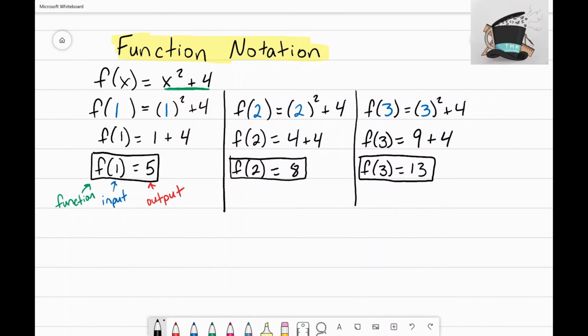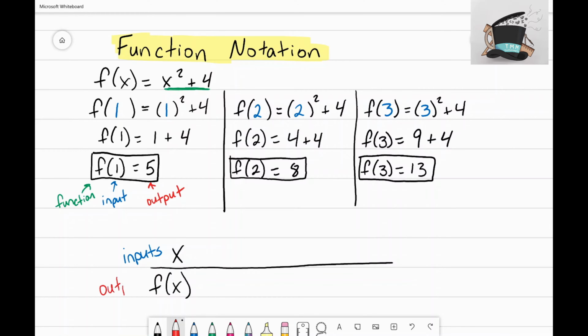So, for a table, we need to have 2 rows. The first row will be our X row, or our input row, and our other row will be our f of x, or our outputs. So let's go ahead and label these just so we remember. X is our inputs, f of x are our outputs. Alright, now, here's how a table works.